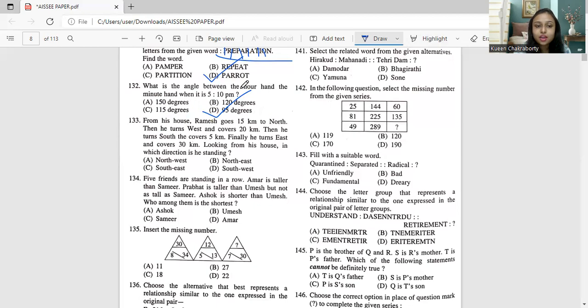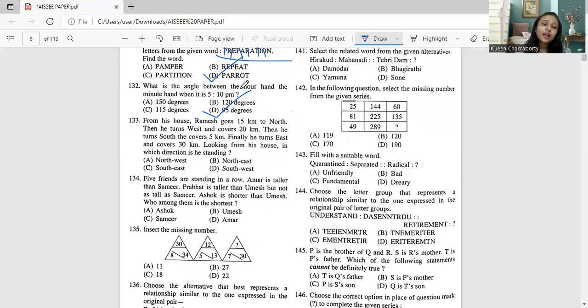What is the angle between the hour hand and the minute hand when it is 5:10 in the PM? That is 5 and 10 by 60, which is the hour. Then we will do the calculation: 360 divided by 12 into 31 by 6, that is for the degrees, and accordingly we have got 155 degrees.